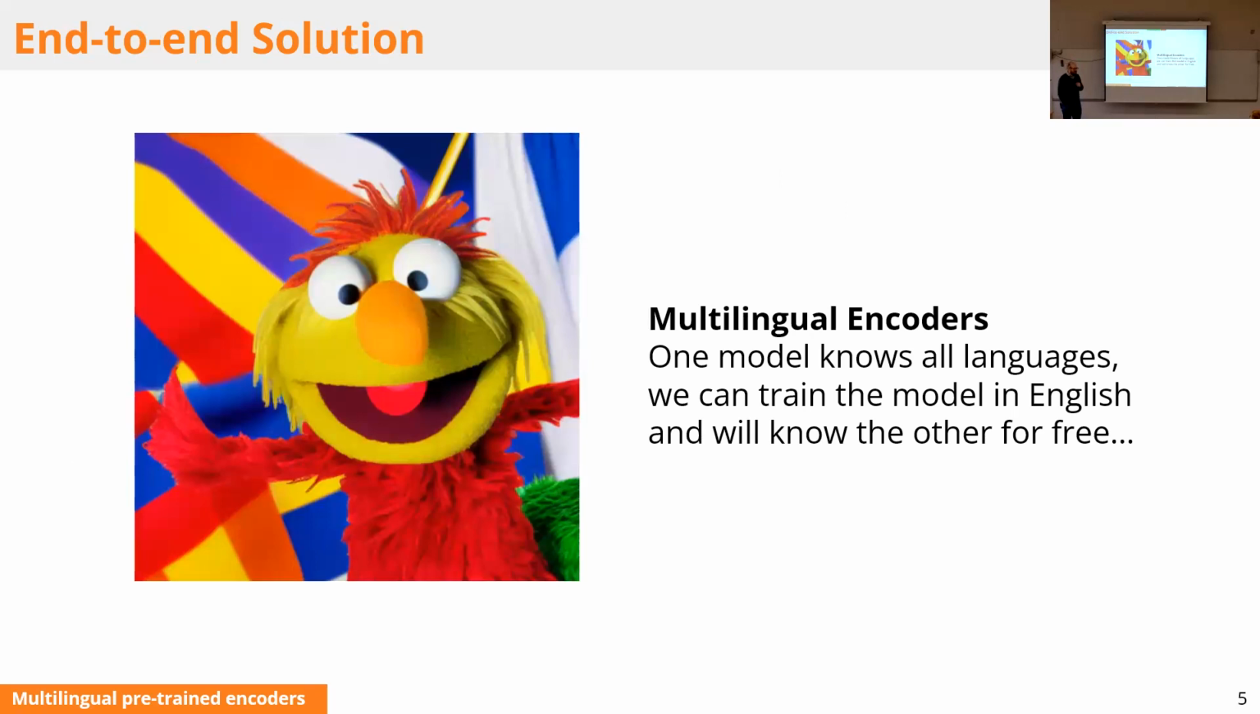But in 2019, the thing that changed was that pre-trained multilingual encoders appeared, and the promise of these encoders was that we have a backbone model that knows all the languages, whatever that means, and we can train the model in English, and sort of for free, the model will know all the languages just based on the English training data. As we will see shortly, it's not as great as the promise from 2019 was, but well, it does something.